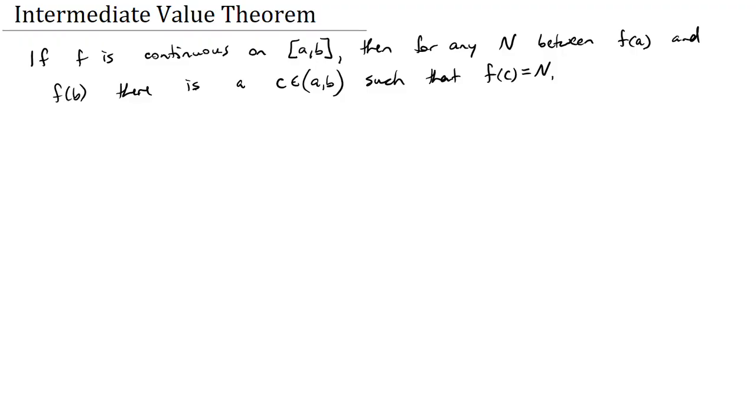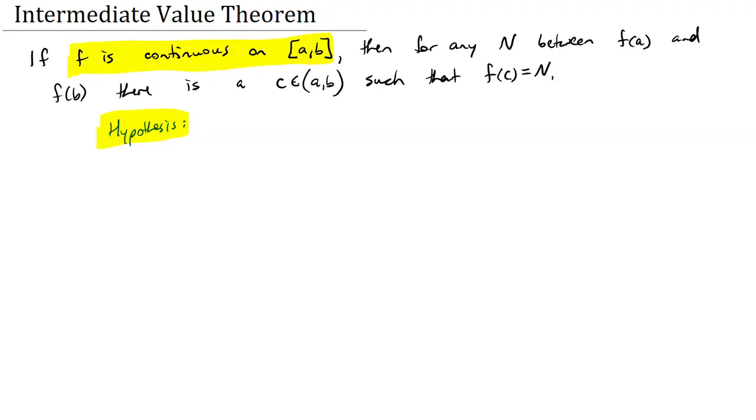All right, so let's break this down here. First thing I want to do is identify the hypothesis and the conclusion. The hypothesis of a theorem are the things that you assume to be true before you can make a conclusion. I've written this theorem in such a way that it's an if-then statement. So the if portion, if f is continuous on this closed interval, that's the assumption we make in order to use the theorem. So that is our hypothesis. We need a continuous function on a closed interval.